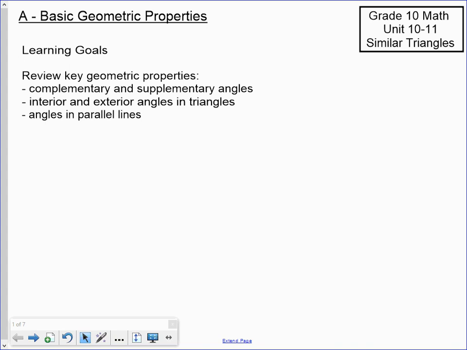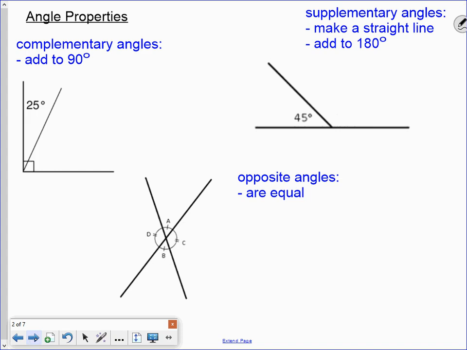So we're going to talk about things like complementary and supplementary angles, interior and exterior angles in triangles, and angles in parallel lines. So we'll start with complementary angles. We can see some complementary angles over here on the right-hand side, and complementary angles are just angles that add up to 90 degrees. And we know they add to 90 degrees because they gave us this nice little right angle symbol down here in the corner. So if we wanted to find the size of this unknown angle here, we could just do 90 minus 25, which tells us that this angle is 65 degrees.